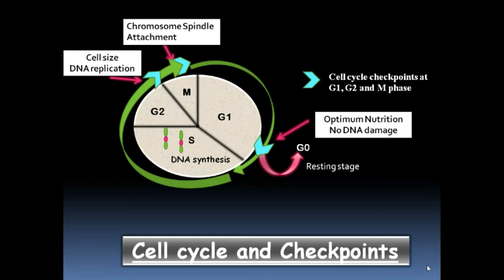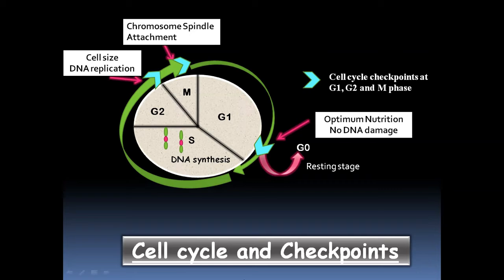Now in the M phase also there are certain criteria which need to be followed before the cell goes into cell division. That is, there should be the proper attachment of the chromosomes to the spindle apparatus. That is, the metaphase plate where the chromosomes are lying, they have to be adhered to the spindle apparatus that is lying on the opposite poles.